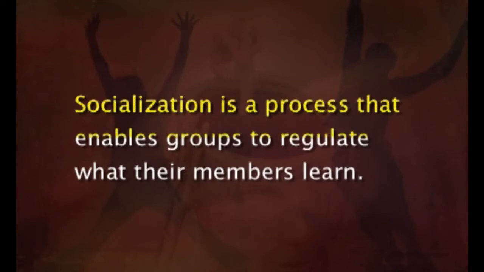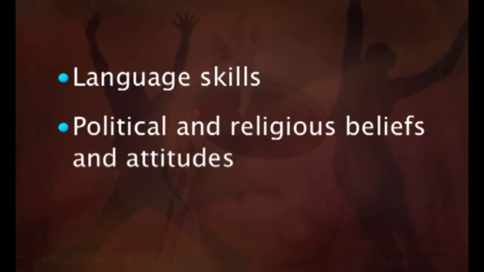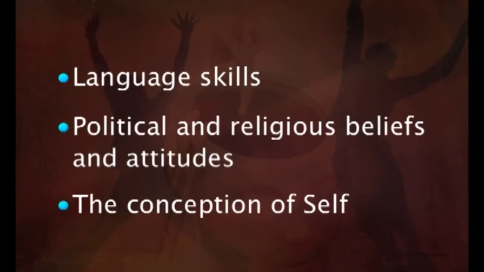Socialization is a process that enables groups to regulate what their members learn. Socialization assumes that the members will be adequately trained to play roles in the group and in the larger society. Socialization also shapes the knowledge, values, and skills of the group members. There are three important outcomes of socialization. First, language skills. Secondly, political and religious beliefs and attitudes. Thirdly, the conception of self.